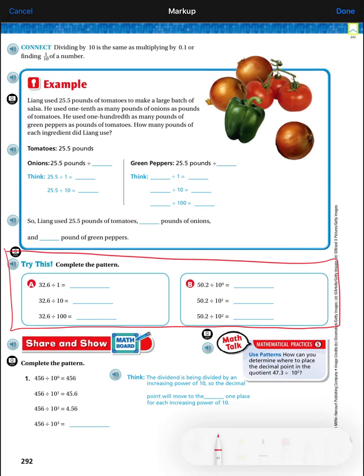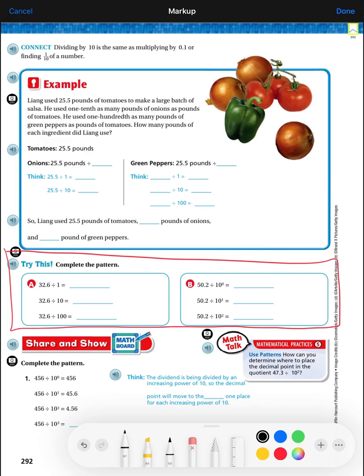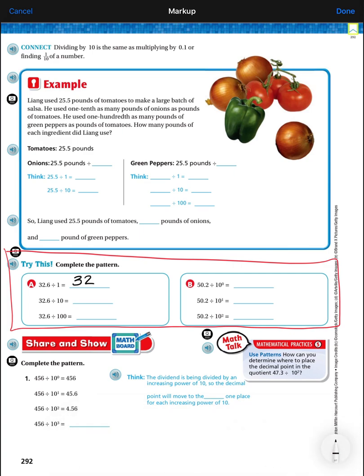We have 32.6 divided by 1. Anytime we divide by 1, it's just itself. So 32.6 divided by 1 is 32.6. Okay? Now we have to look at 32.6 divided by 10. Well, I say to myself, there's 1 zero in the number 10, so that tells me that I have to move my decimal point 1 place to the left. Okay? 1 place to the left. So 1 place over would give me 3.26.